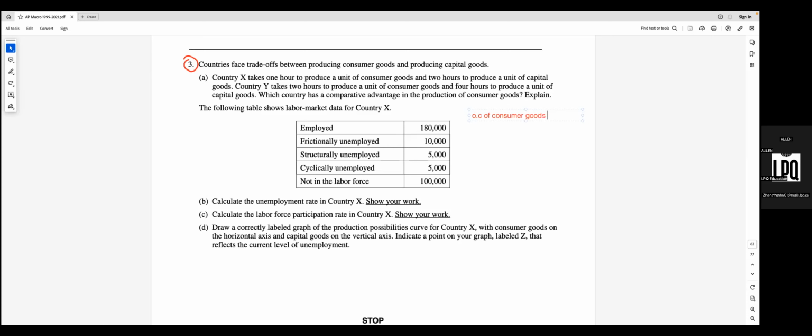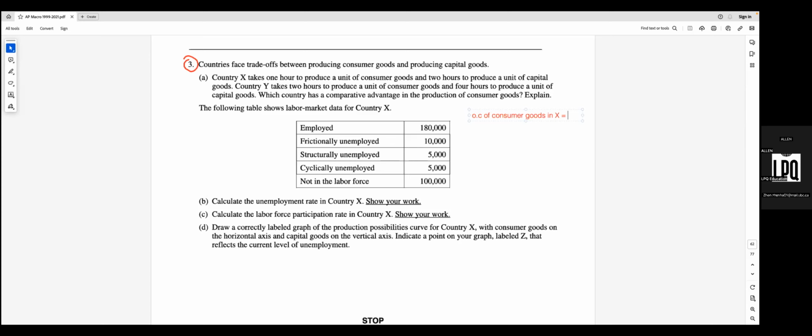So the opportunity cost of a consumer good in country X equals two. Because of the information we got from this question, it's actually an input table, not an output table. All those numbers you got from the question, like it takes 1 hour for people in country X to produce a unit of consumer good, 2 hours, aren't about how many units you can produce. It's about how much human resource you need to input in order to do the production.